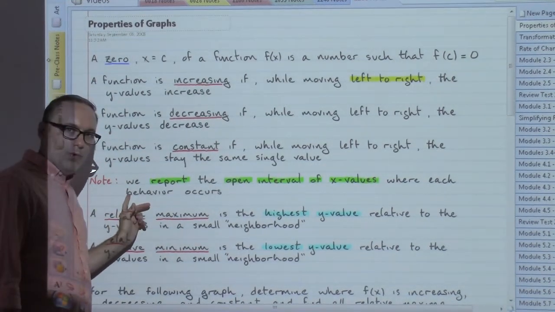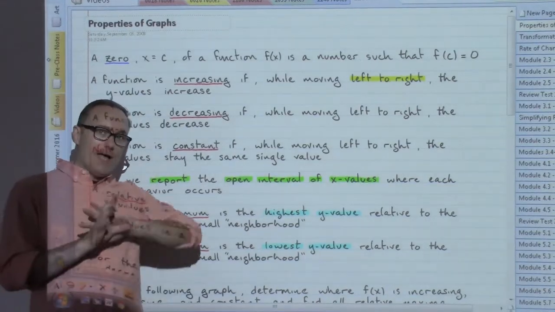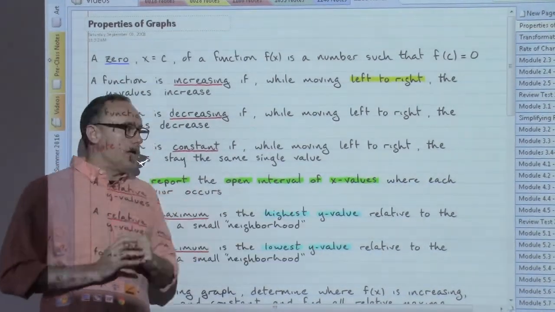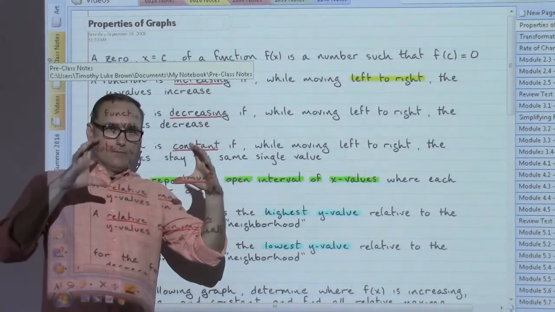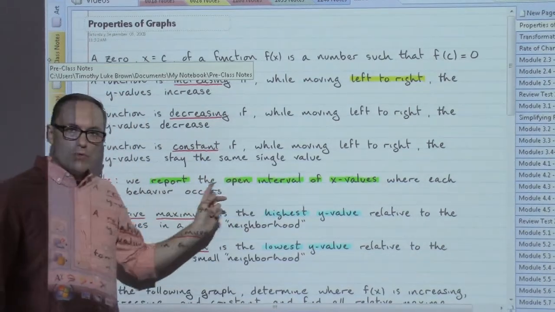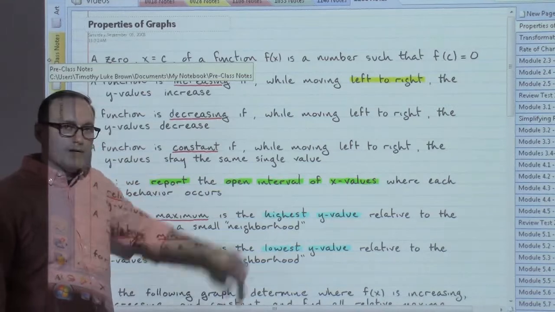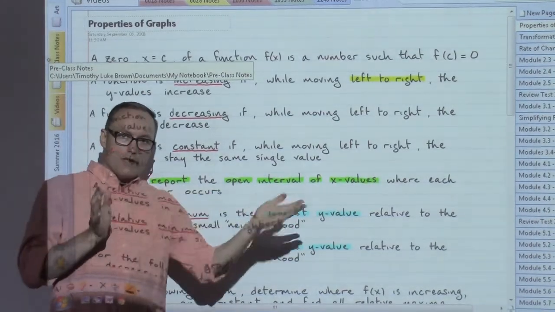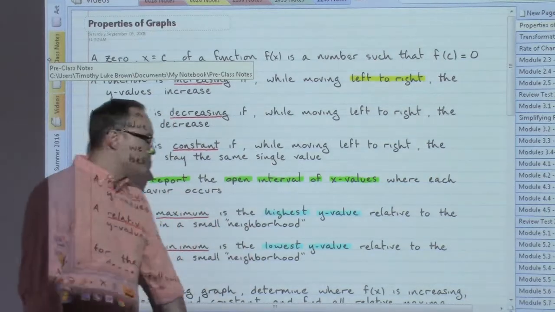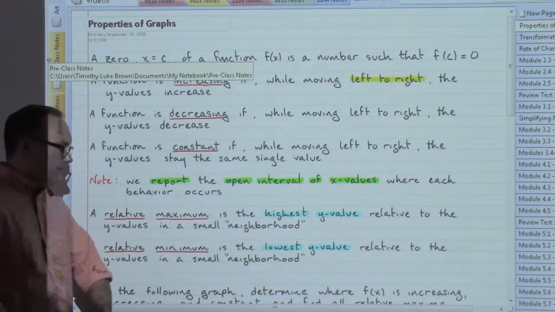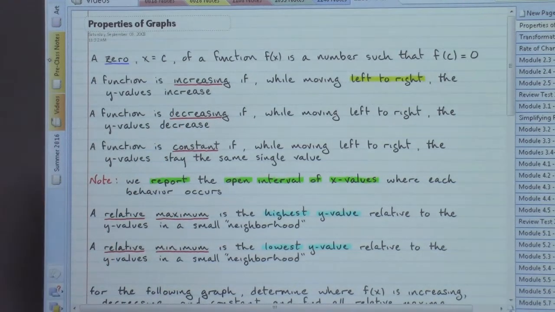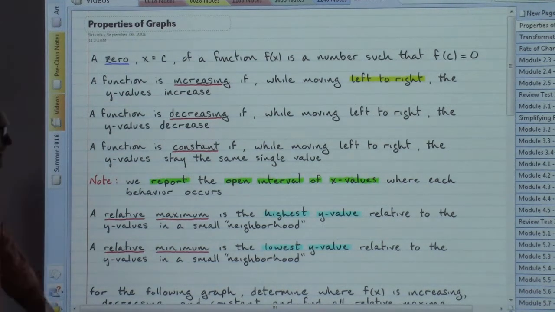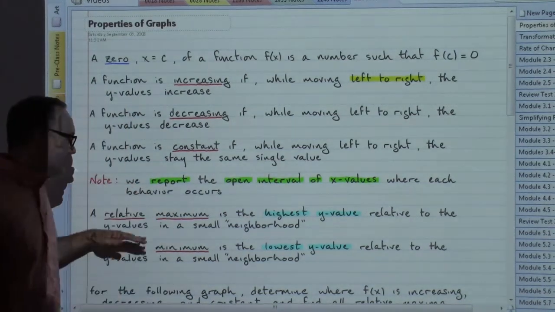One of the things about reporting this behavior is we're again talking about x values, so from this x value to this other x value, and we keep those to be open intervals. So parentheses only. We're not using any brackets when it comes to reporting this kind of behavior, only open intervals. So from this x value to this other x value, only using parentheses. Then, when things change from increasing to decreasing, when things change from decreasing to increasing, then we're talking about other stuff that we're interested in.